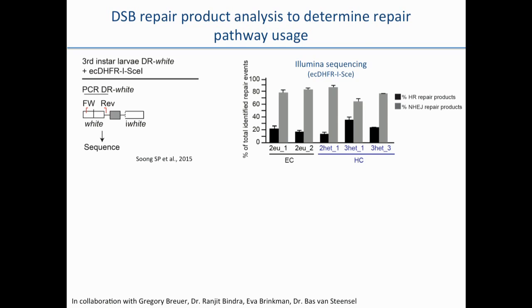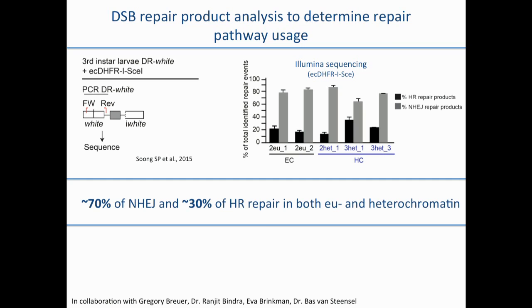And then you can look at this graph. So on the y-axis is the total percentage of identified repair events. In black is HR products, so homologous recombination, and in gray is non-homologous end joining repair products. And then you can see for the 2 euchromatic and for the 3 heterochromatic insertion sites that we looked at here, that we see actually quite a lot of non-homologous end joining products. So around 70% of all the products we see are non-homologous end joining products, and 30% are homologous recombination repair products in both euchromatin and heterochromatin.